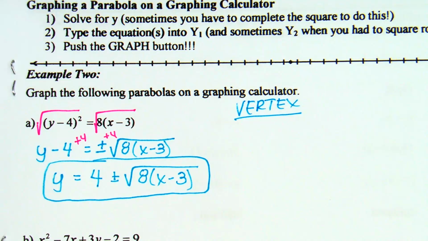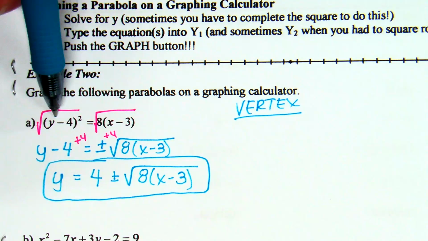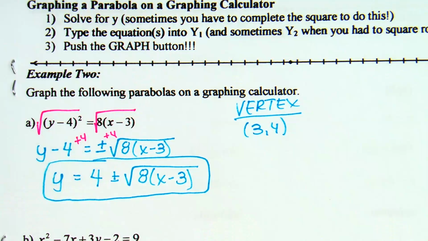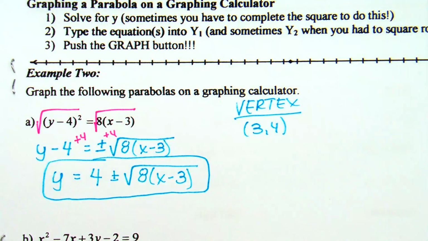Okay, the x value is the x coordinate, so since it's x minus 3, it's going to be 3. The y is the y coordinate, so it's going to be 3, 4. Okay, so now when you type this in on your calculator, what's the trick?